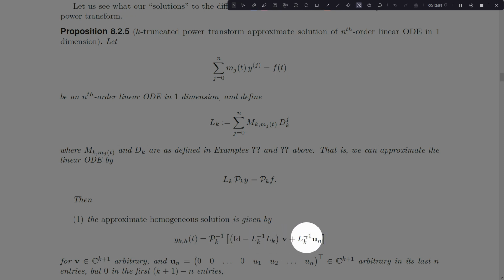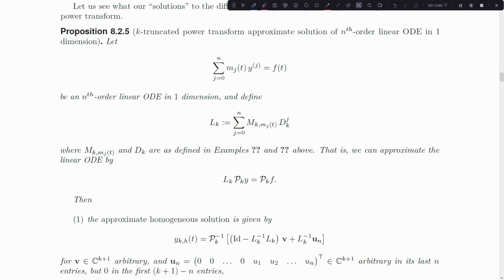And then I have this funky thing, L pseudo inverse on U sub n. And what is U sub n? U sub n is a matrix, n being the degree, or the order. N is the order of my ODE. There's my ODE, there's my order. U sub n directly depends on the order of my ODE. It's an arbitrary vector whose last n entries are undetermined. So we haven't determined the last n entries. The first k plus 1 minus n entries are all 0. The last n are non-zero, but they're arbitrary.